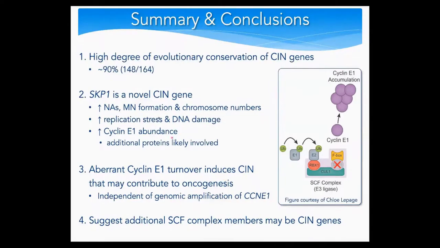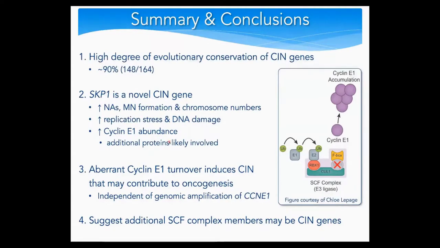As far as the summary and conclusion are concerned for this vignette, there certainly is a high degree of evolutionary conservation of CIN genes, about 90% between yeast and humans. Skip1 is certainly a novel CIN gene. Silencing is associated with increases in nuclear areas, micronucleus formation, and increases in chromosome numbers. It's also associated with increases in replication stress and DNA damage, and increases in cyclin E1 abundance.